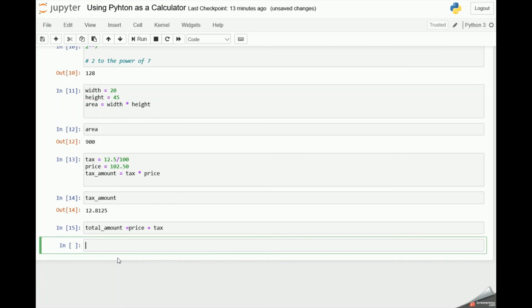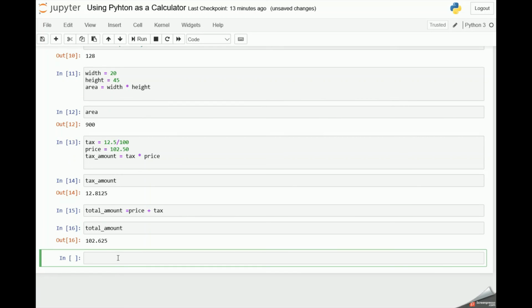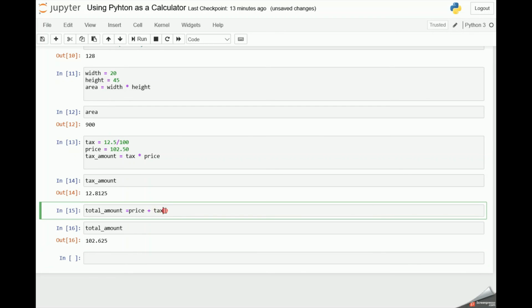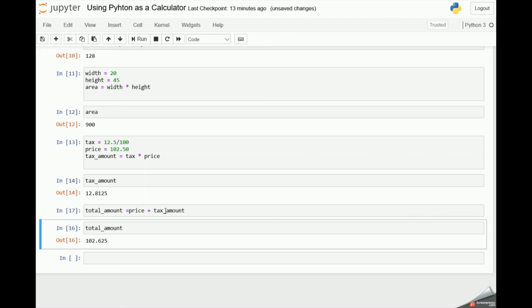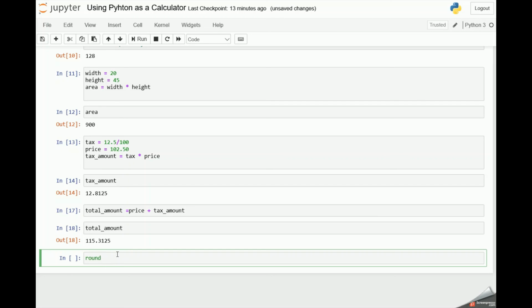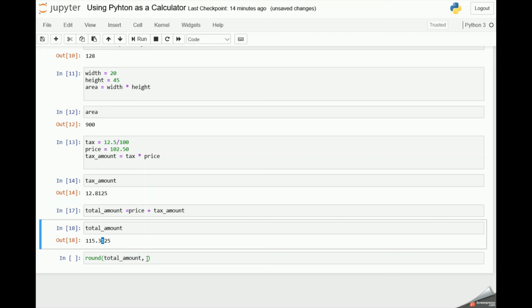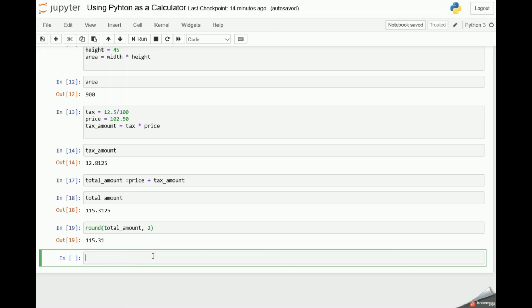So I'm going to call the total amount. You will see that it's going to be equal to, this should be tax amount, and now let's call it again. Yes, $115.31. To round this amount to the nearest cent, we can use the round function, and say total amount rounded. Put a comma, and wherever you want to round it to. We want to round it to the second digit after the decimal point, so I'm going to put 2. As you can see, the answer is $115.31. So this concludes our video.